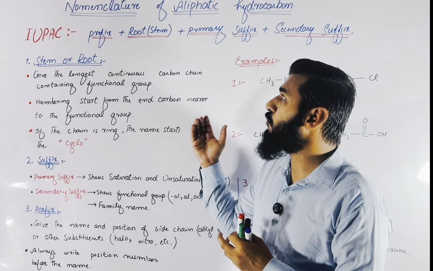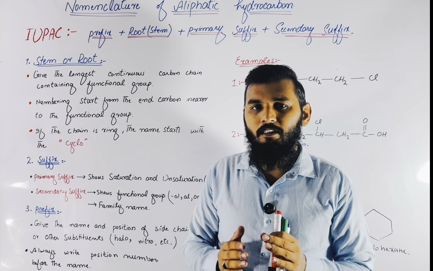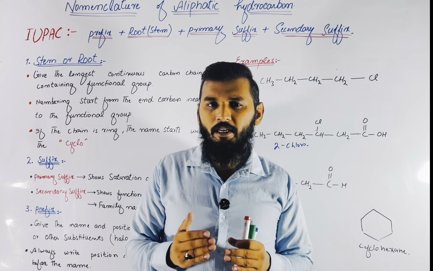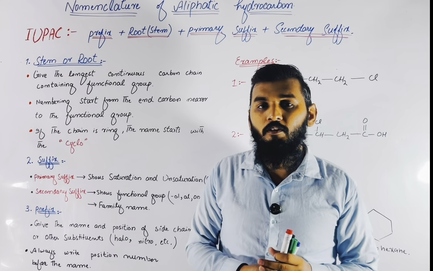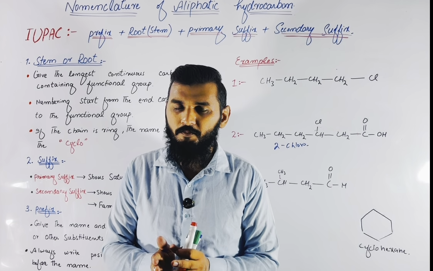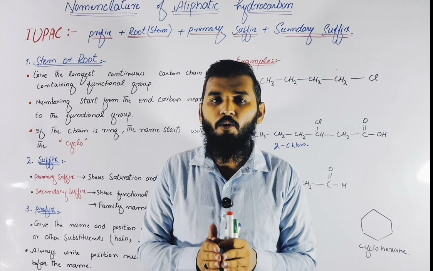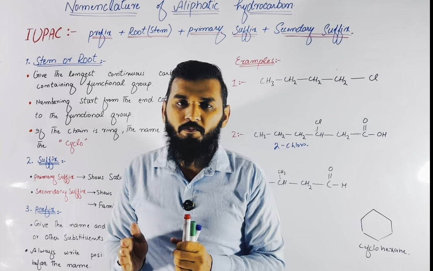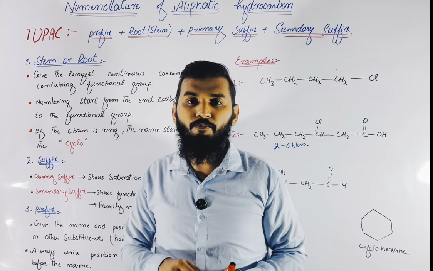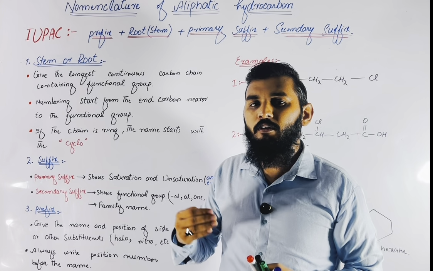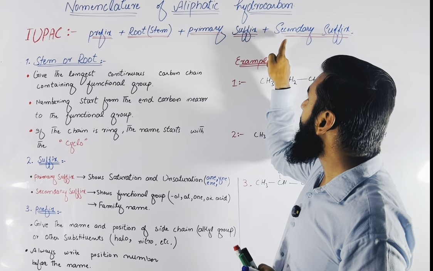Today we are studying the nomenclature of aliphatic hydrocarbons. We know that in the 1900s, organic compounds had common names such as formaldehyde, acetaldehyde, and acetic acid. But now we have millions of organic compounds. So we need a single, common system to name those millions of organic compounds. And this system is given by the International Union of Pure and Applied Chemistry, which gives us four parts to name an organic compound: prefix, root stem, primary suffix, and secondary suffix.